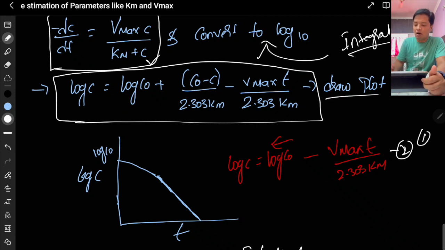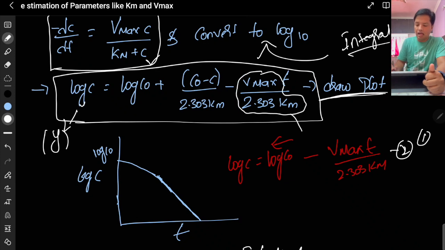We can draw a plot for this equation. For any plot we should have y is equal to mx plus c. Take this as the y axis, take this whole thing as m, and take t as the x axis. So if I draw the plot, it will look like this.